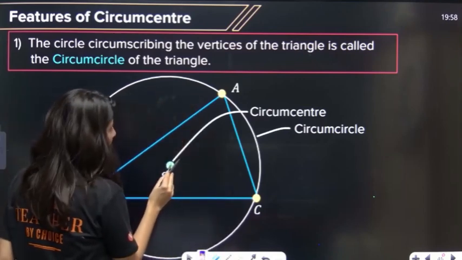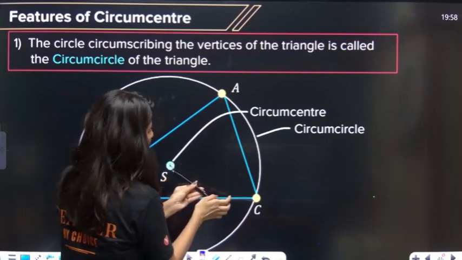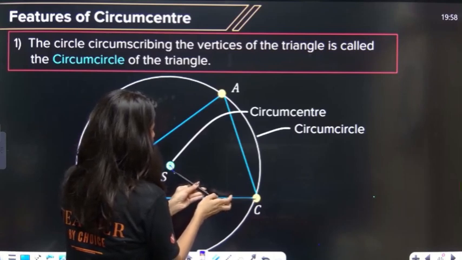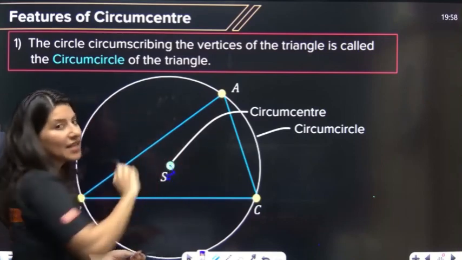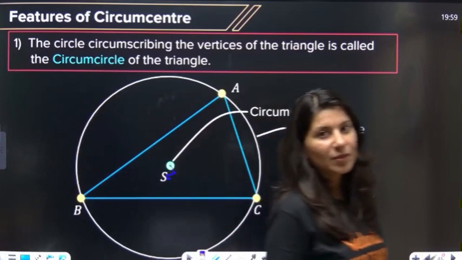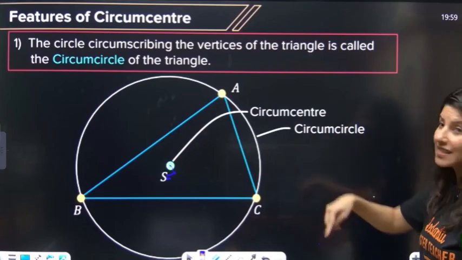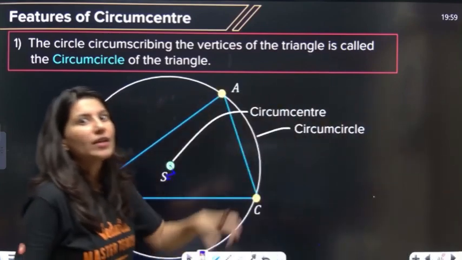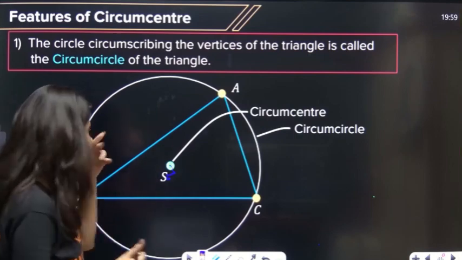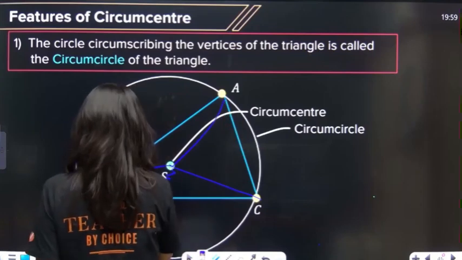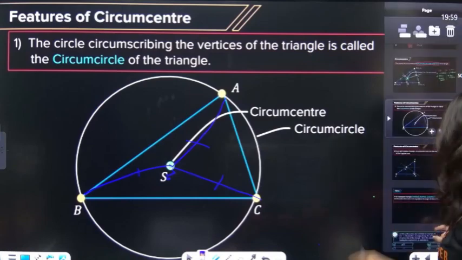So if you put a tip of your rounder or compass on the circumcenter and the other tip on either C or A or B, you will be able to draw a whole circle using this, correct? And that circle is nothing but the circumcircle. Circum is outside; incircle means inside the triangle. Circumcircle is outside the triangle, and this being the radius is the circumradius.